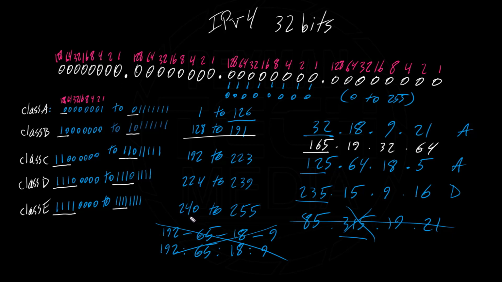So if you see an IP address, for example, 242.18.9.24, you should say that this IP address, 242, is a class E address, mainly used for scientific and research purposes. So here we had some examples of IP addresses, and looking at the first octet, we can tell if this is class A, B, C, D, or E, simply double checking and making sure it falls into that range.